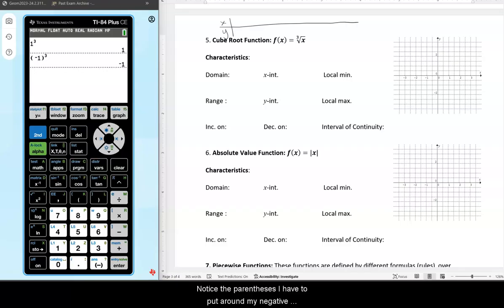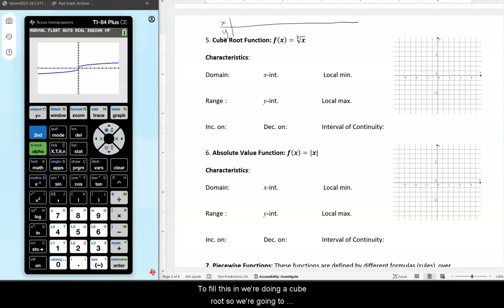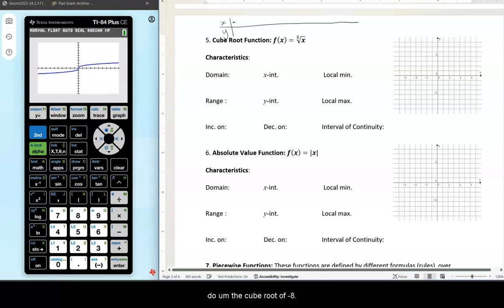Notice the parentheses I have to put around my negative values, so that negative number, let's do -4, so that negative is included in our number. So -4 cubed is -64. To fill this in, we're doing a cube root. So we're going to do the cube root of -8, the cube root of -1, cube root of 0, 1, and 8.